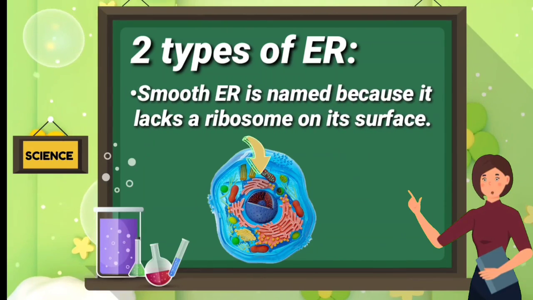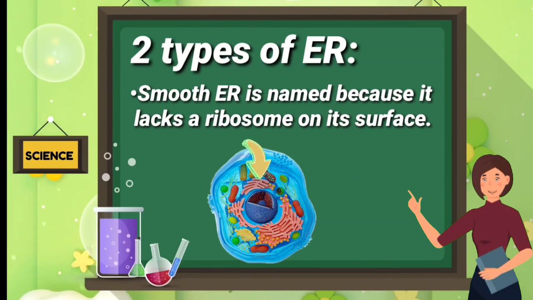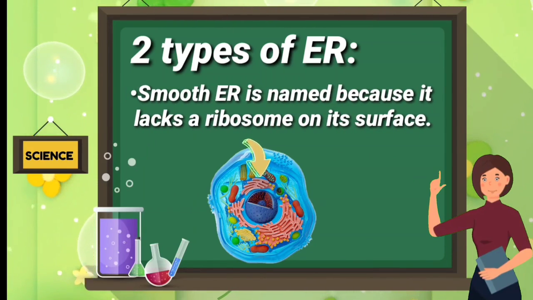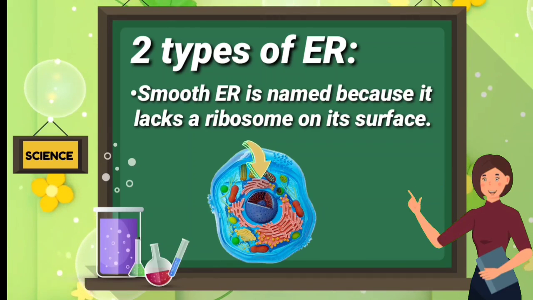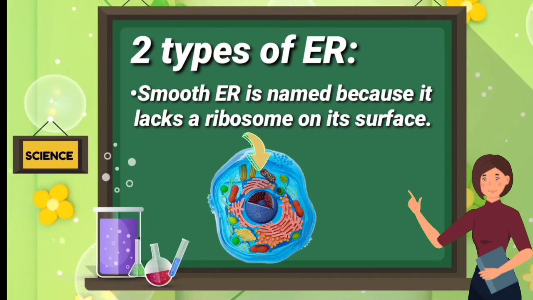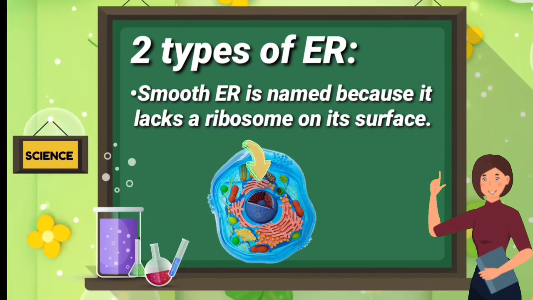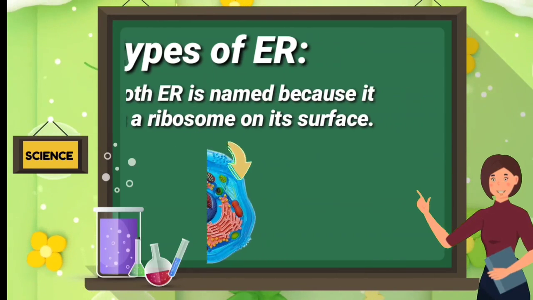Second, smooth endoplasmic reticulum, or SER. It is named because it lacks a ribosome on its surface. It is involved in the synthesis of lipids and carbohydrates that are used to build cell membrane.